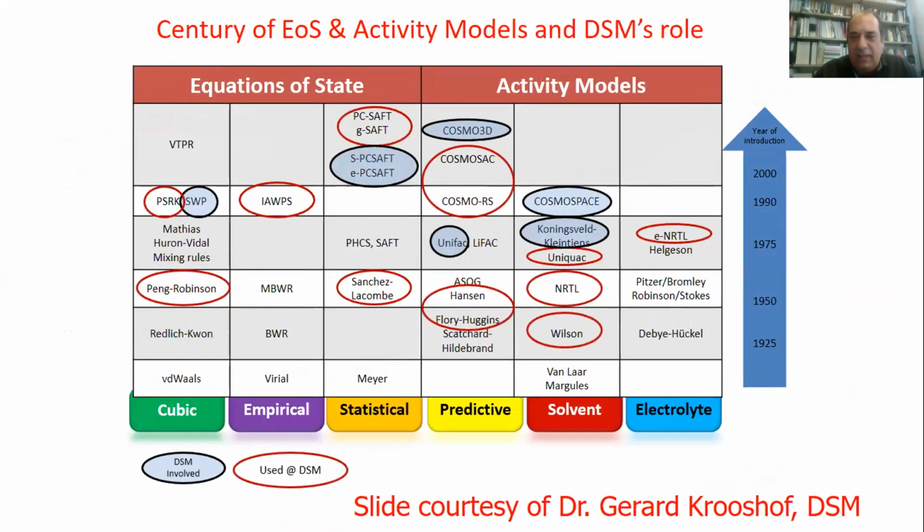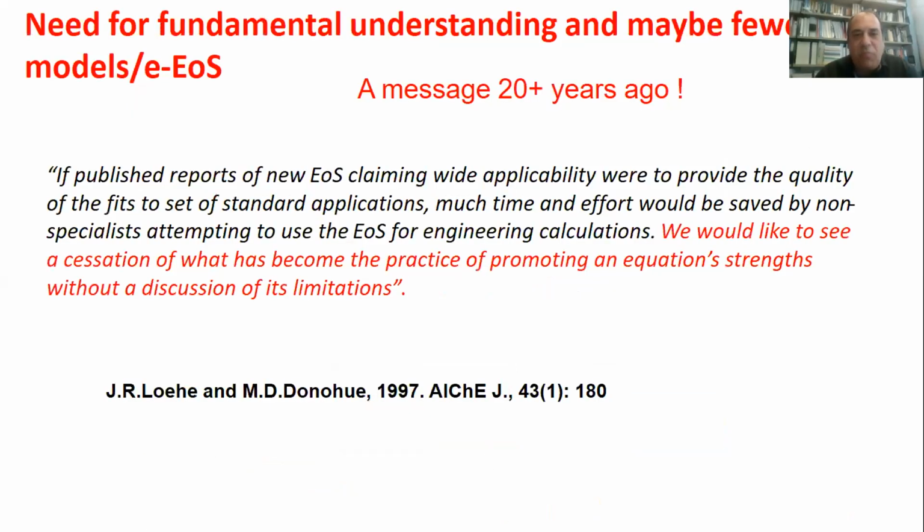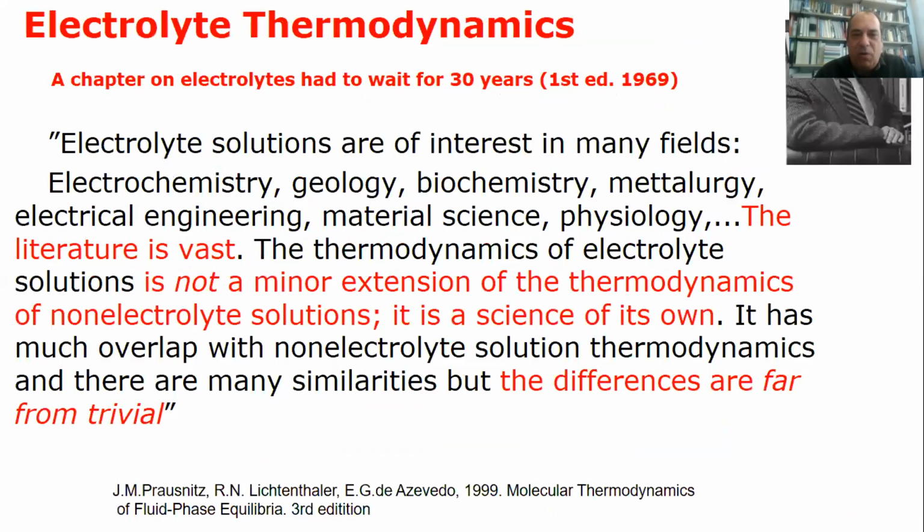And this is a slide kindly borrowed from Dr. Christof from DSM, and you can see that there are several models for electrolyte solutions where Debye-Hückel and electrolyte and RTL are two of them. But there are many models. There are too many models for electrolyte solutions. That's 20 plus years ago from Mark Donahue, emphasizing that maybe we should be looking at the limitations and capabilities of the various models and not more models. And that was 20 plus years ago. You can imagine that the situation today is probably even worse.